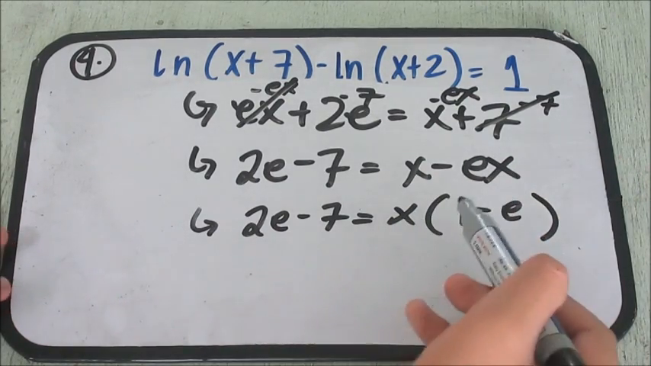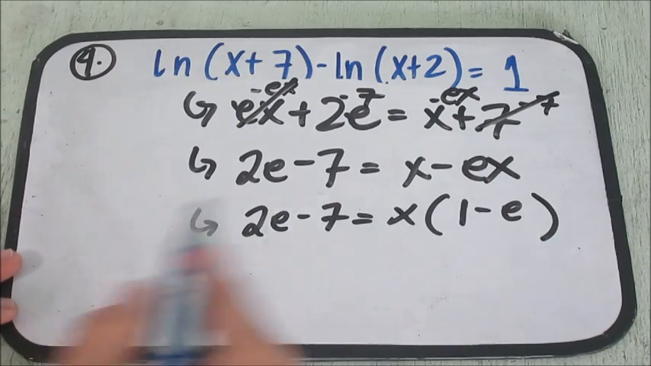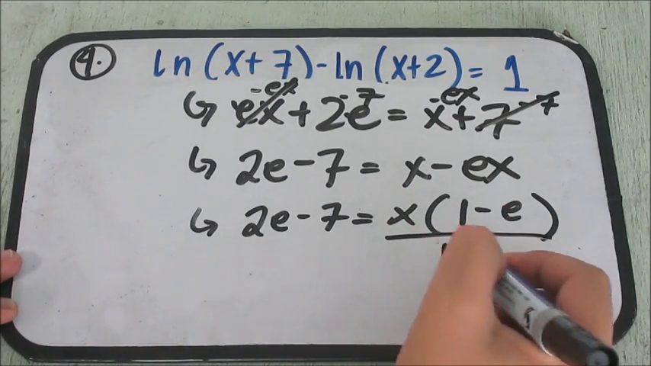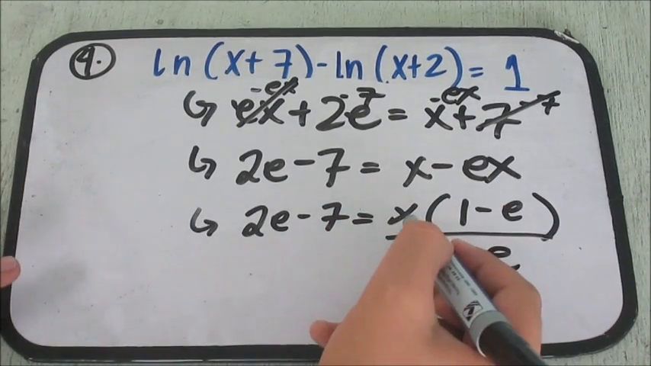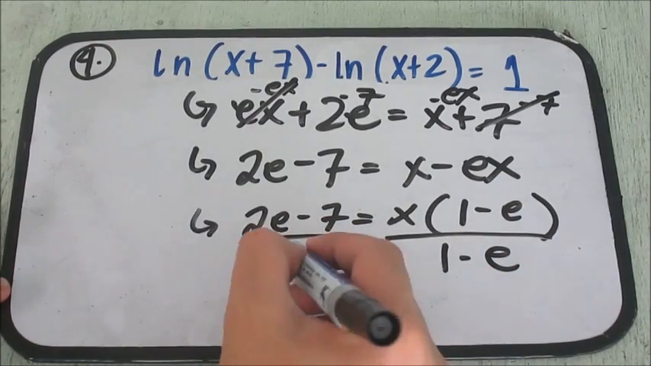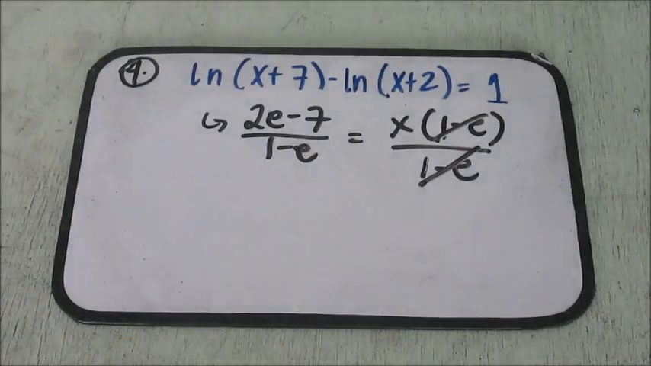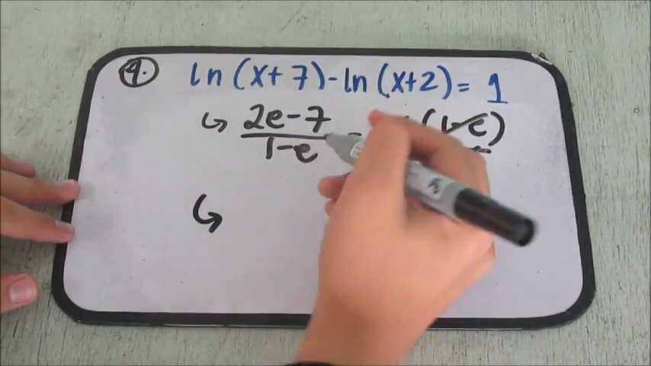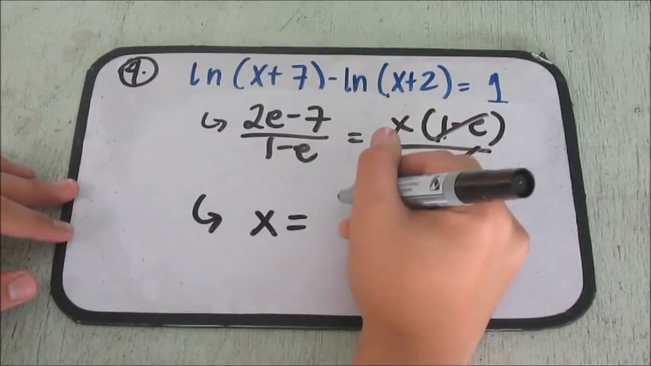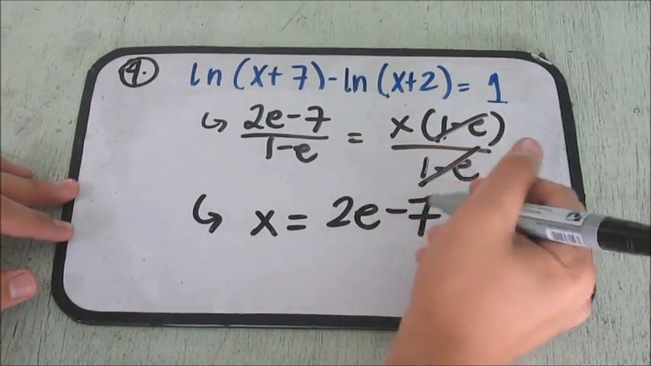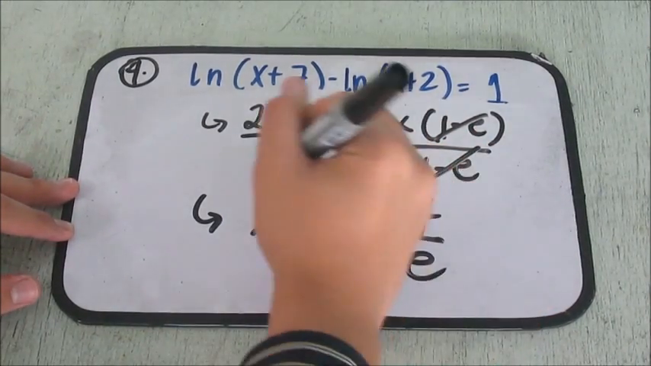So it will become 2e minus 7 equals x times 1 minus e, since we just brought out x to the outer side. And then we can divide both sides by 1 minus e for the x to remain there. By doing so, we have already arrived at the value of x. So the value of x is equal to 2e minus 7 over 1 minus e.